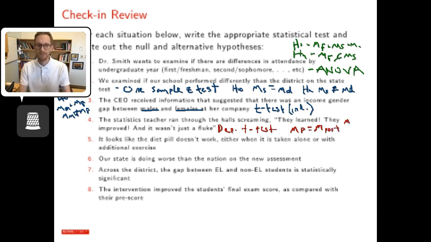Okay? Number 5, it looks like the diet pill doesn't work, either when it is taken alone or with additional exercise. Okay? So the way to get at this one is to think about how we make it work. If we're saying this diet pill doesn't work and we have a group of folks that are taking just the diet pill and then a group taking it with additional exercise, then we need to have also a third group, which is someone who's not taking the diet pill, right, that we compare against.